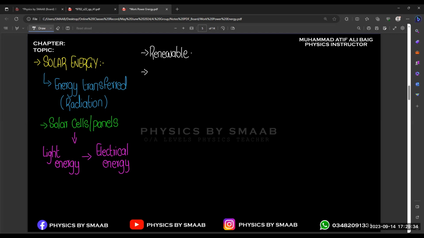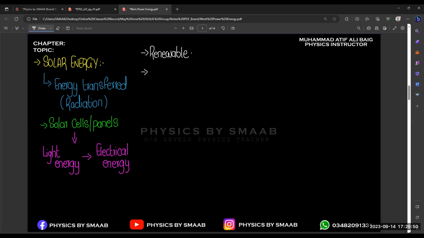Photovoltaic cells. Solar cells. Photovoltaic. They do come in the past papers. Yes, but we also discussed that concept in the section on electricity, right?